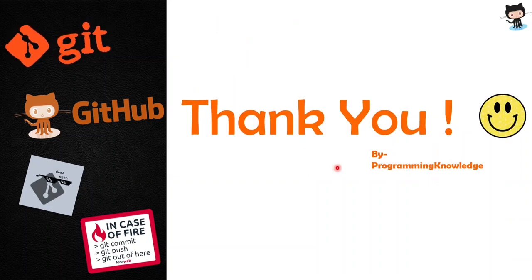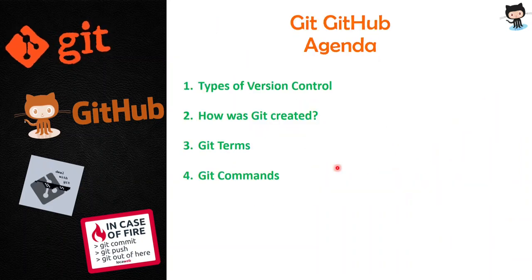So this is all for today. In the next tutorial, we will understand what the different types of version control are, how Git was created, and what the Git terms and Git commands are.